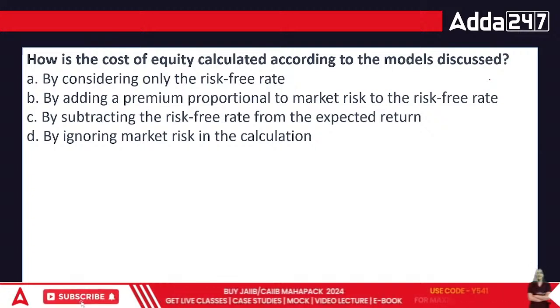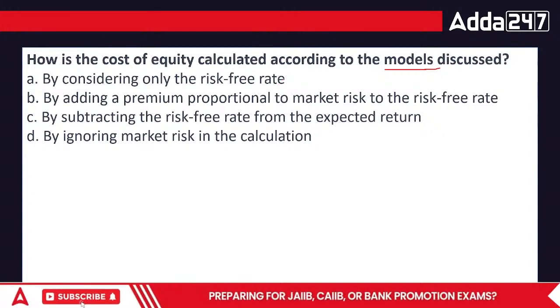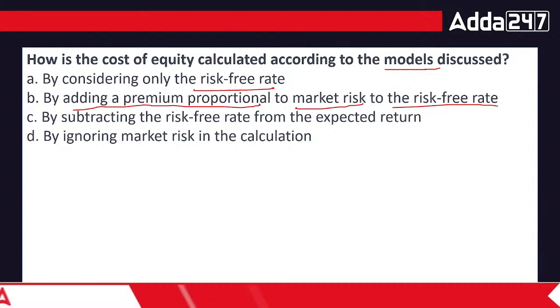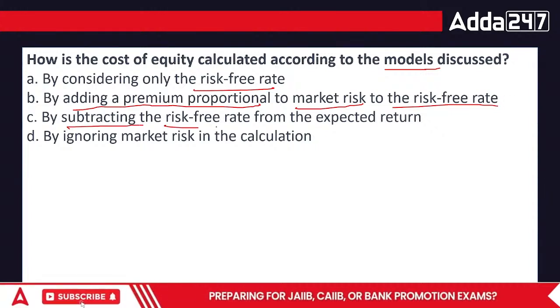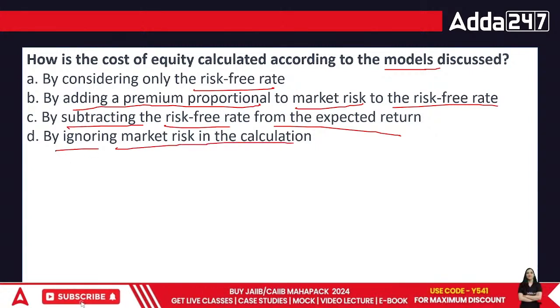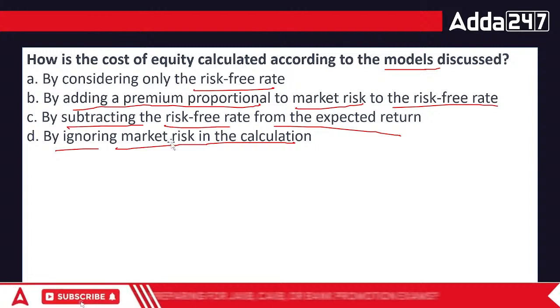How is the cost of equity calculated according to the models which have been discussed? By considering only the risk-free rate, by adding a premium proportional to market risk to the risk-free rate, by subtracting the risk-free rate from the expected return, or by ignoring market risk in calculation. How can we find it, everyone?